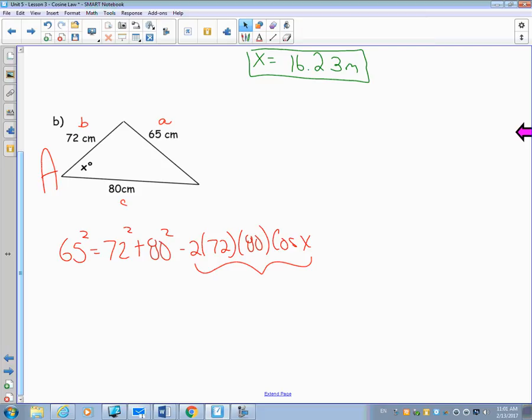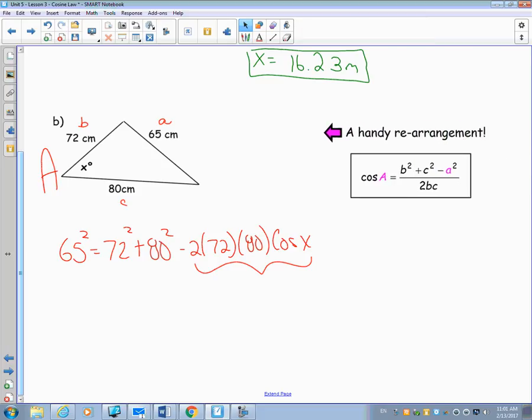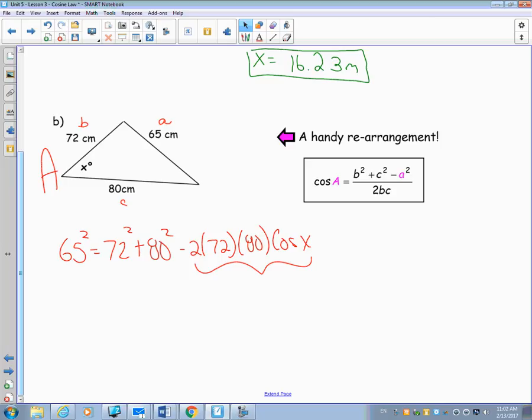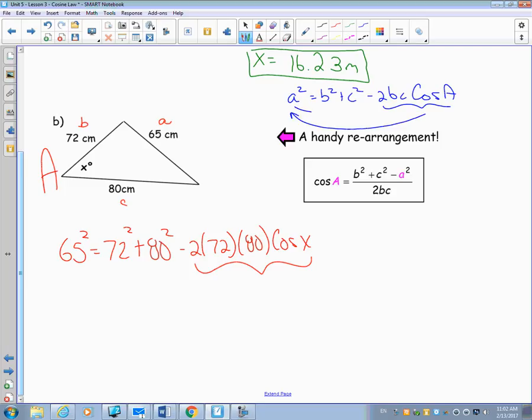So you might recall from last year, we had a second version of the cosine law where things have been rearranged. Here's our rearrangement. And just in case you're curious where it came from, a squared equals b squared plus c squared minus 2bc cos a. What we've done is we've taken this piece and brought it over to the left side, and the a squared brought it over to the right side. Okay, so if we do that, you end up with 2bc cos a equals b squared plus c squared minus a squared. And then we get rid of the 2bc, so we divide by 2bc, and there's our formula. Okay, so just quickly where it came from.